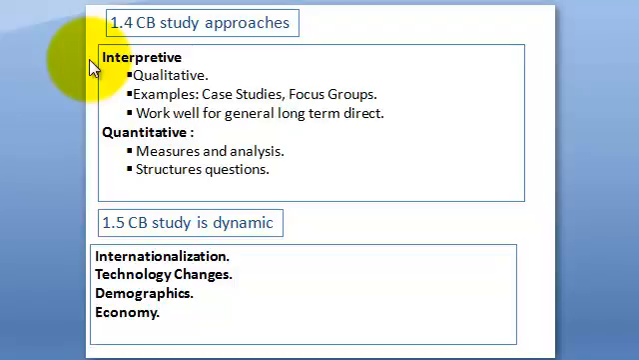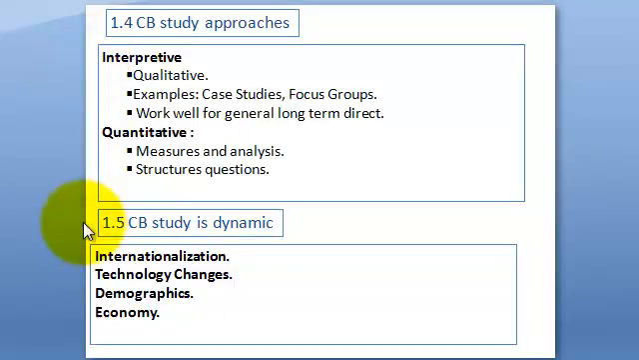Quantitative is where I do measuring and analysis. I have structured questions, oftentimes multiple choice, oftentimes rate this product from 1 to 10. I can measure it. That's great ideally when I'm looking at a more short-term time frame.